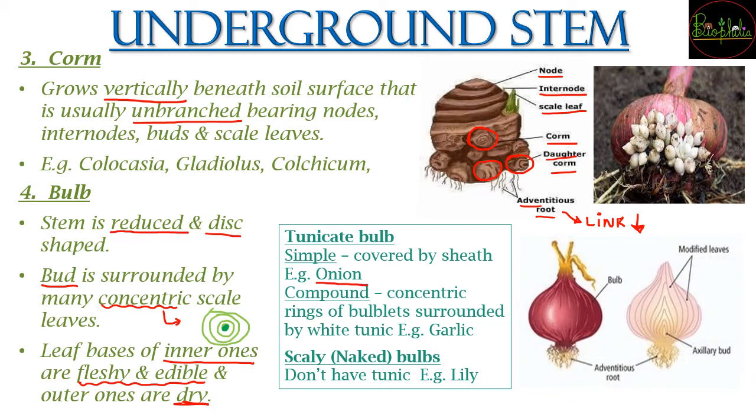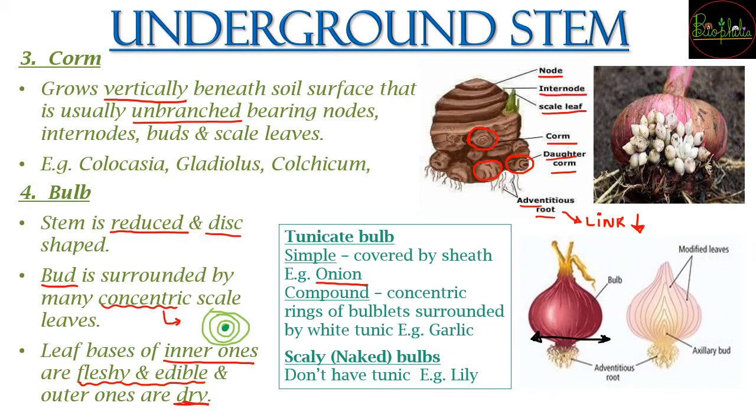So onion जो है it is a tunicate bulb, a simple tunicate bulb जो एक sheath से covered होता है. So जो बाहर के जो colored dry leaves that you take out, these are the leaves and the one you chop off. So जो नीचे से आप काट देते हो, that is going to be your stem, or you can say a reduced disc shaped bulb stem. So वो आप काट देते हो and the scaly leaves part you are going to eat. So that was the example of onion that you can always go and see visually at your kitchens.